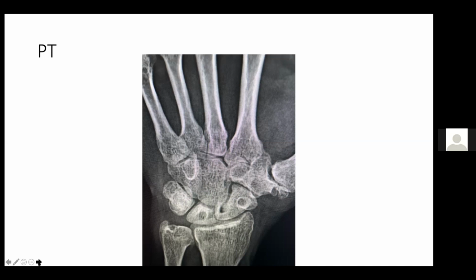Yeah, so I'm not sure if you're going to go into this, but one thing you also have to consider is there's a difference between static and dynamic SL widening. Are you going to talk about that, Matt? No, we're going to actually go on and talk about more wrist arthritis. That's another talk.